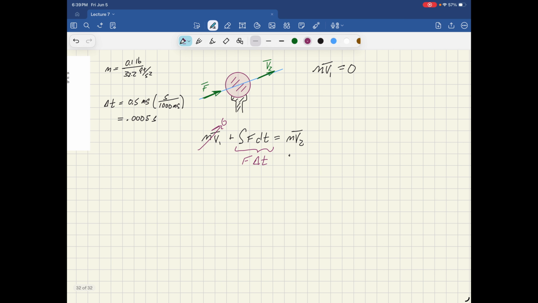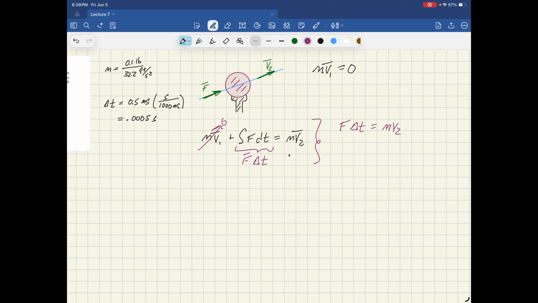And since it's a vector equation, but if we look at our two green arrows, they're in the same line with each other. So this essentially works out to being a single linear equation. So we're going to say that F delta T is going to equal m times v2.